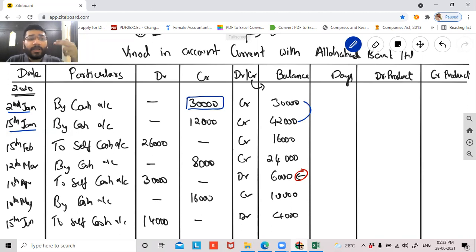Very simple. From one date to another date, how many days? Whatever balance is there, for how many days the banker has enjoyed that money, I'll see from one transaction date to another transaction date. Understood? So please tell me, this 30,000 rupees the bank has enjoyed for how many days? 2nd Jan to 15th Jan. How many days, please calculate and tell me?